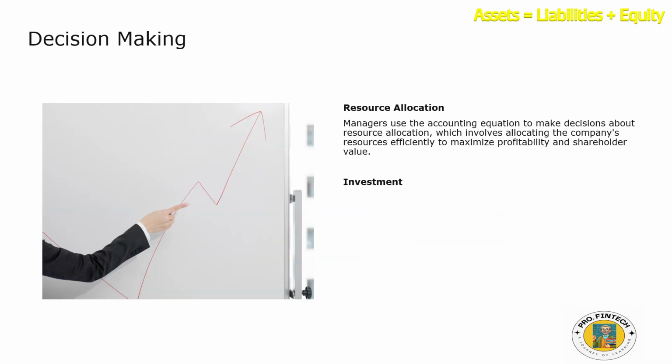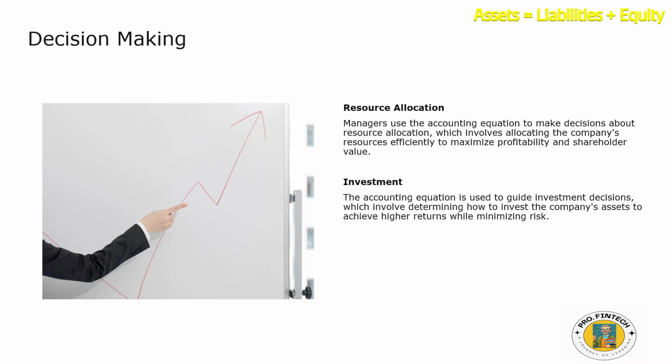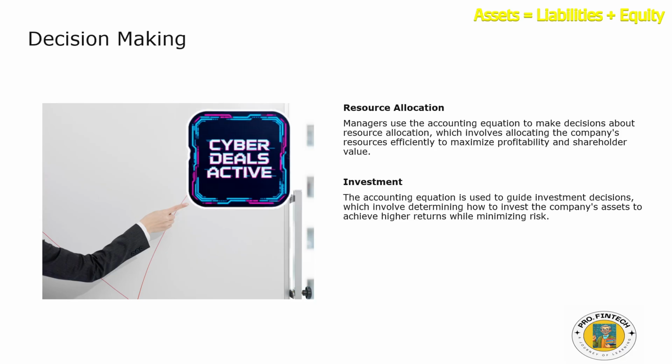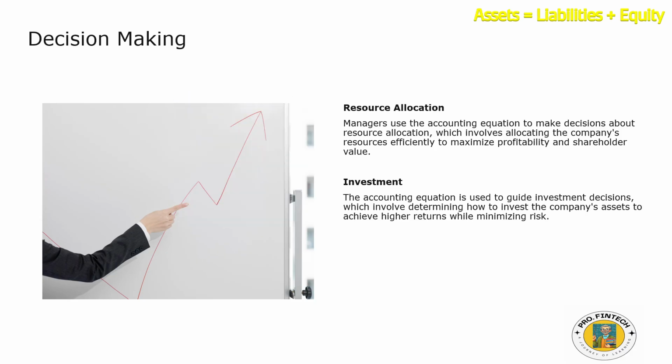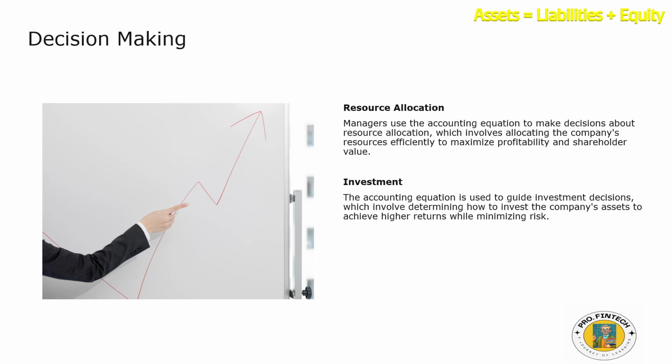Next comes investment decisions. By analyzing the accounting equation, managers can evaluate how company assets should be invested. Should they expand operations, invest in new technology, or enter new markets? The equation helps balance potential returns with risk, guiding smarter investment choices that support long-term growth.